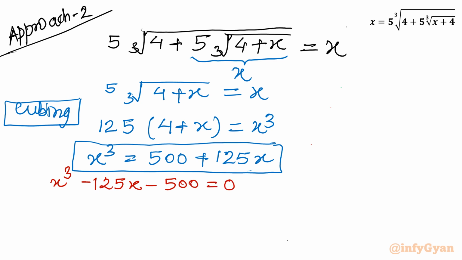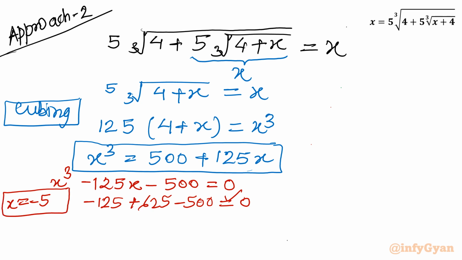In method 1, approach 1, we used the factorization method. Here we can use the synthetic division method also. See, by the rational root theorem, you can find the eligible factors of the constant coefficient 500. So we can simply write minus 5. It is satisfying the equation. Minus 5 cube is minus 125. Minus 5 times minus 125, so we will write plus 625 and minus 500. So this is true, plus 625 minus 625, so it is 0. That means x is equal to minus 5 is our base solution.